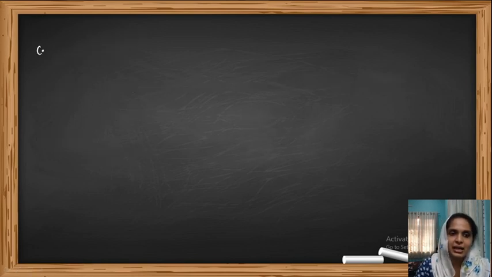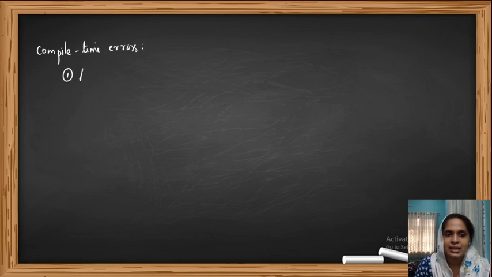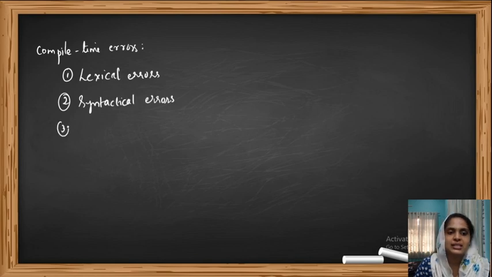These compile time errors can be characterized into four types. First one is the lexical errors. Second one is the syntactical errors. Third one is the semantical errors. And finally, the fourth one is the logical errors.